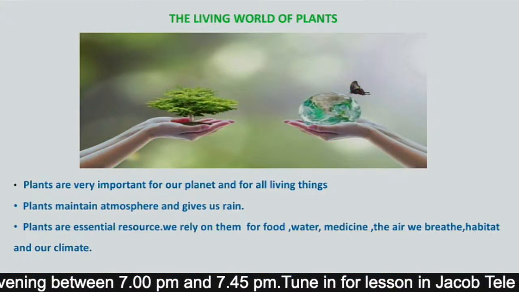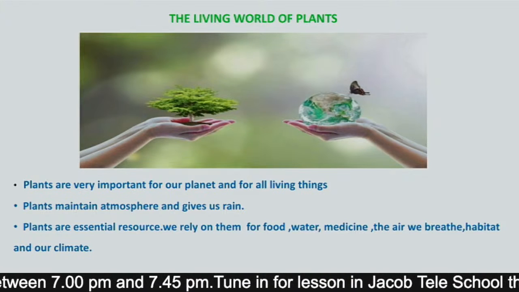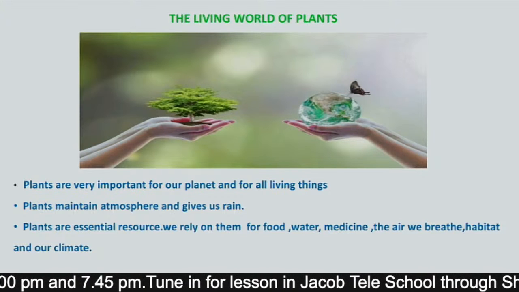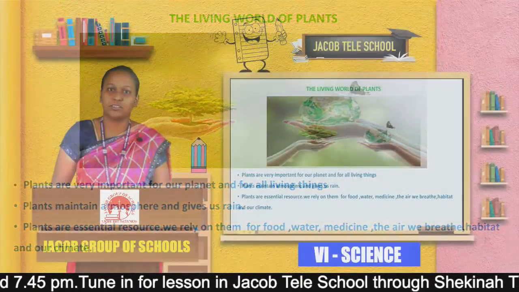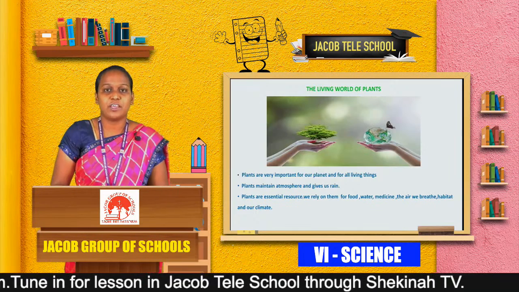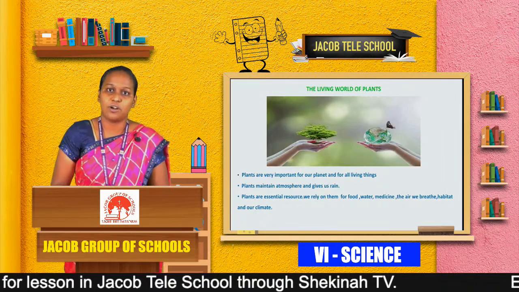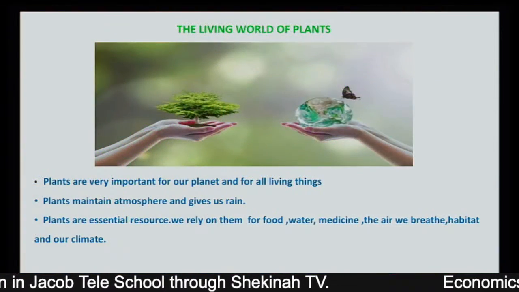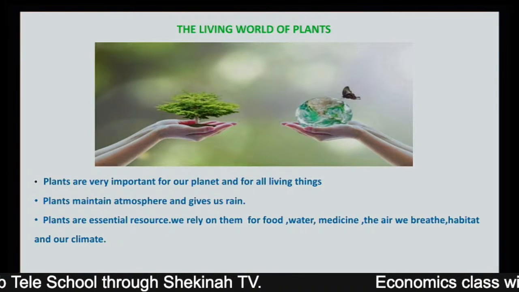Okay, this is our lesson, the living world of plants. You can see the picture on the screen. In one hand, a plant is there, and in the other hand, our planet Earth. What do you understand from this picture, children? Yes, without plants, we cannot survive on planet Earth. We need basic things to survive. What are they? Air and water. So, these things we get from the plants. Without the plants, we cannot survive on our planet Earth.